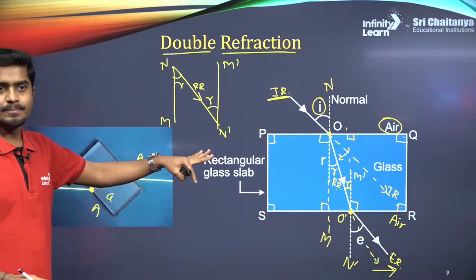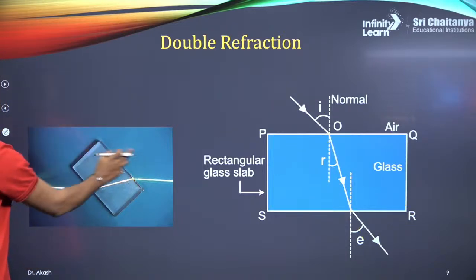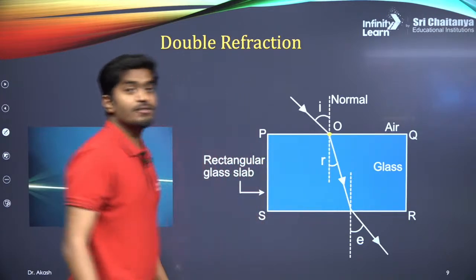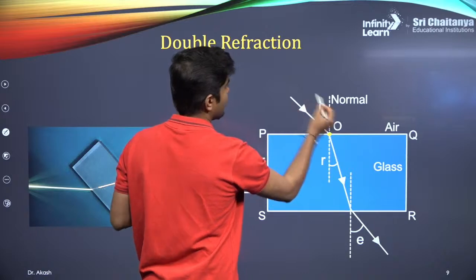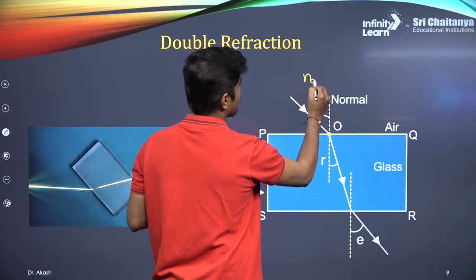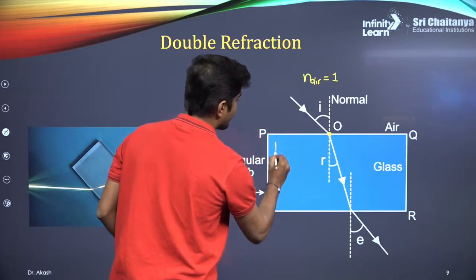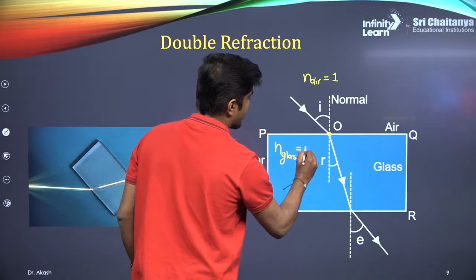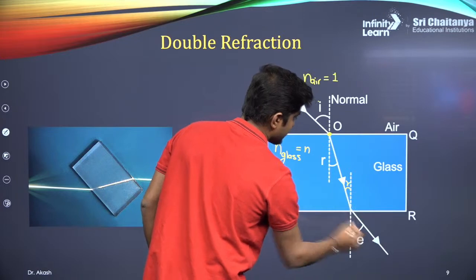Until now, is it clear? So I'll remove everything. I'll need some space here. So at this point O, let's write down the equation for Snell's law. So first there is air. The refractive index of the air, let's assume it to be 1. Then the refractive index of the glass, let's say it is N. This is I, this is R, this is also R, and this is E.